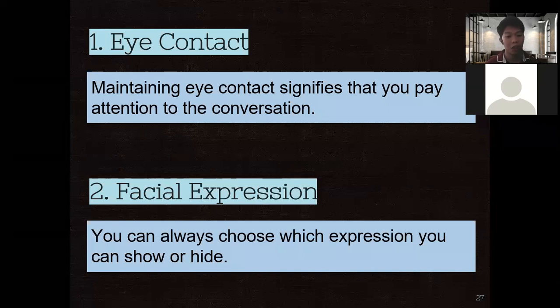Second is facial expression. You can always choose which expression you can show or hide. So facial expression is a form of nonverbal communication. It may mean something about your current condition, about how you feel, about your emotions, or anything. You can fake your emotions, but there are times that our facial expression really manifests what we truly feel inside.